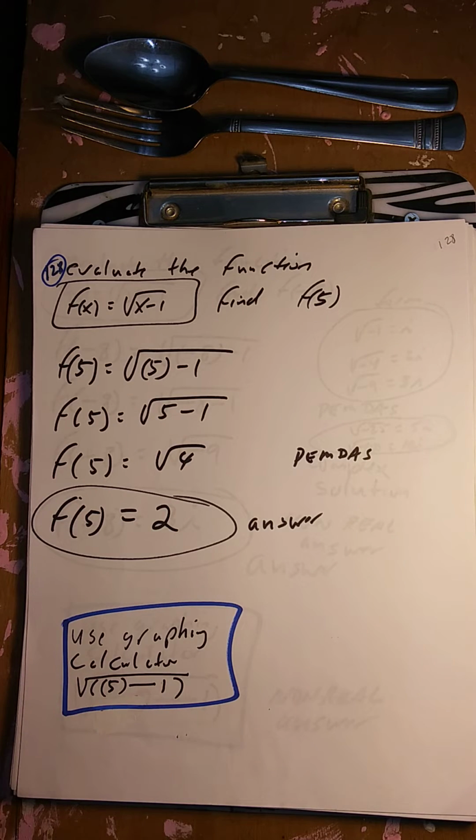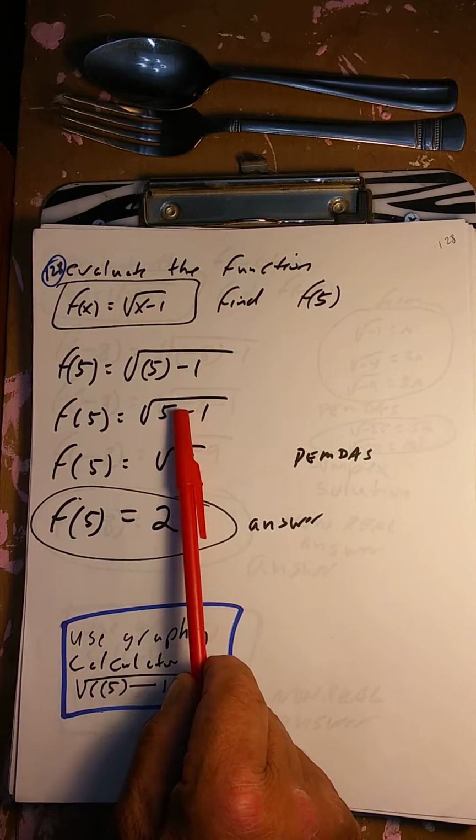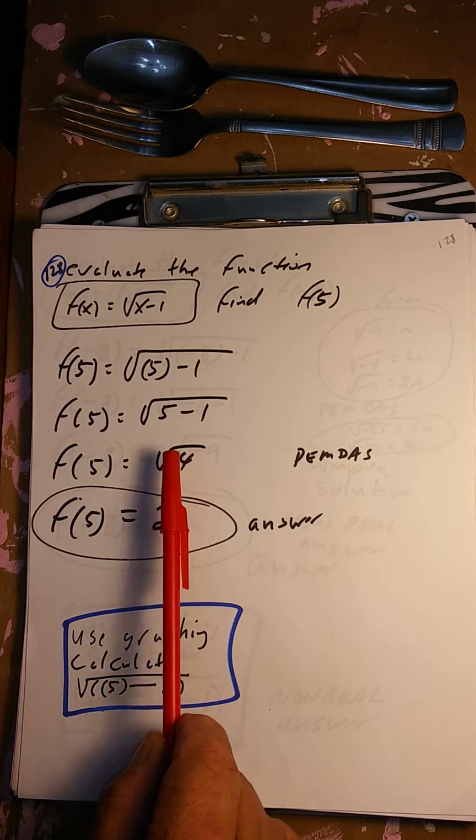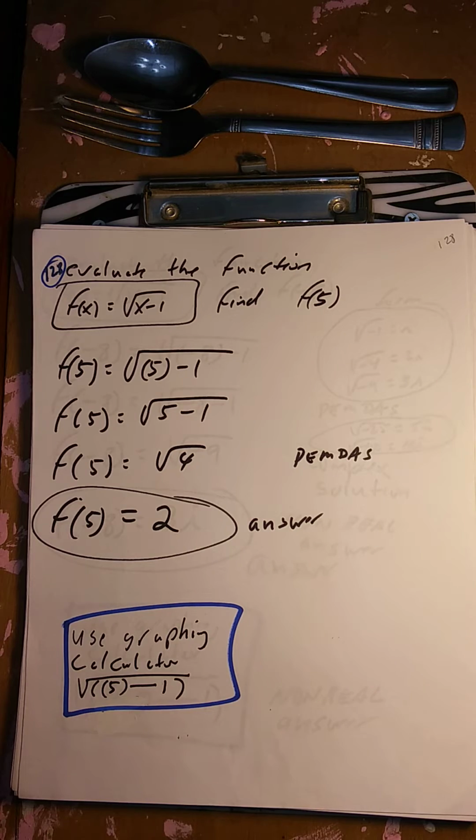Evaluate the radical function f of x equals square root of x minus 1. Put the 5 in there. 5 minus 1 is 4, so it's going to be the square root of 4, which is 2, because 2 times 2 is 4. Or you can do it in the calculator if you want to.